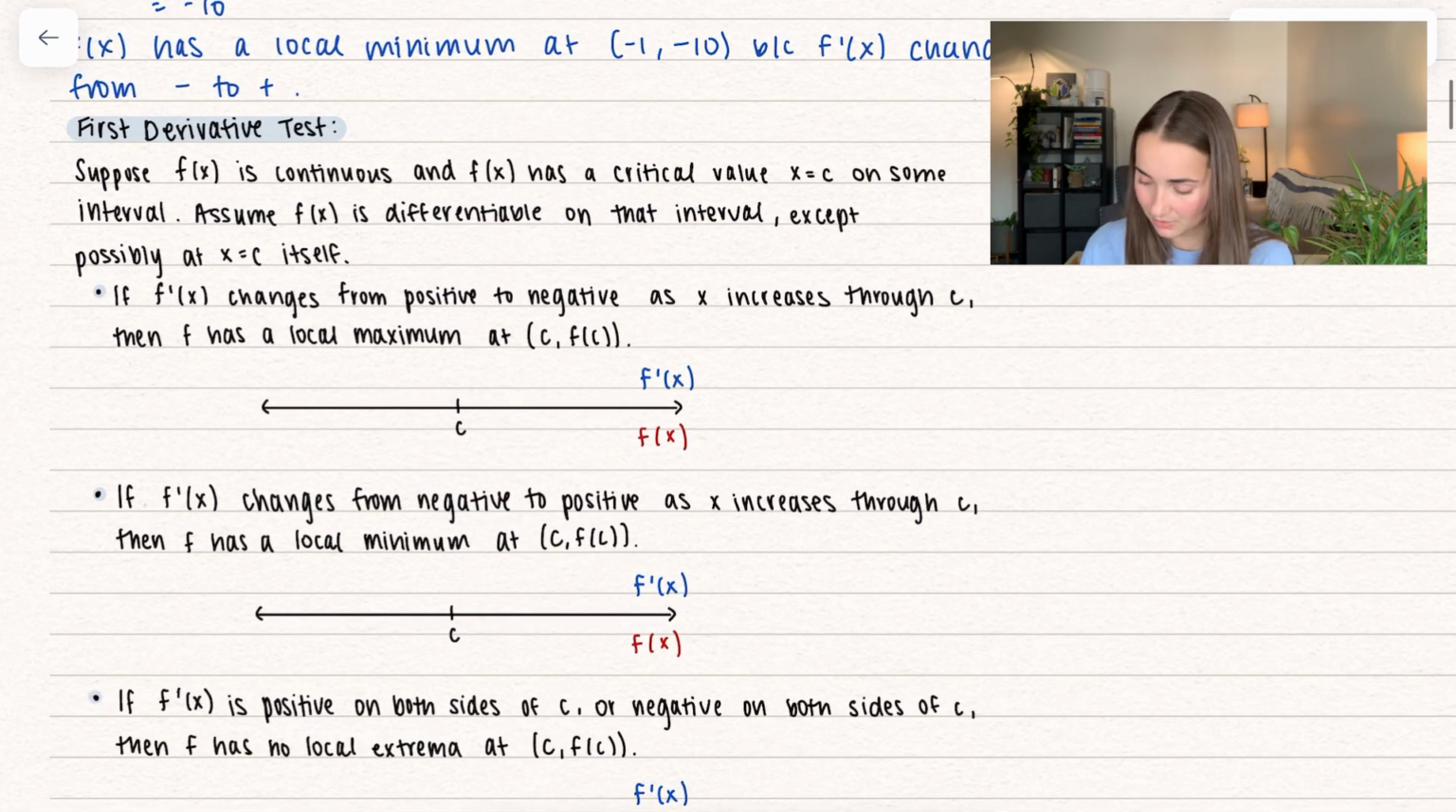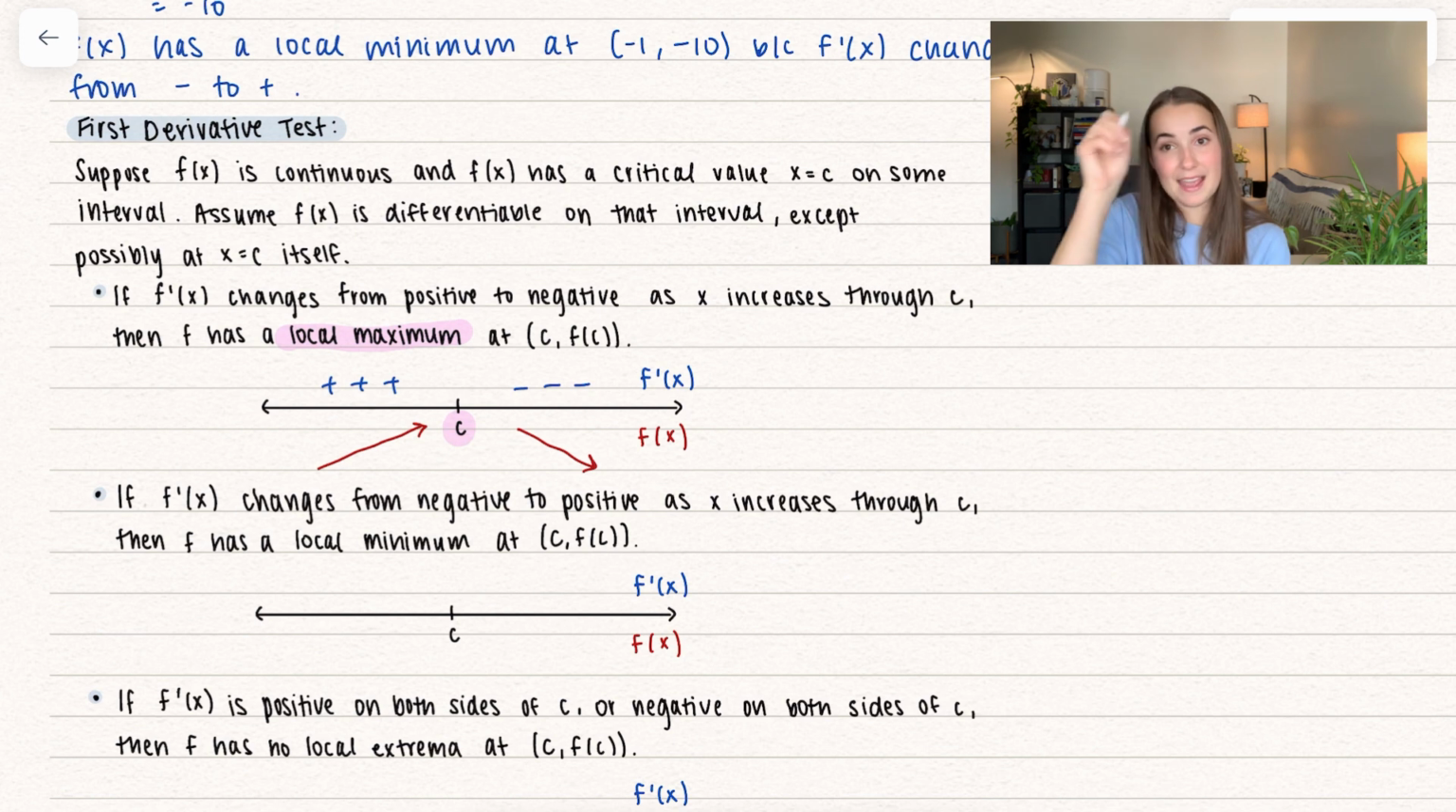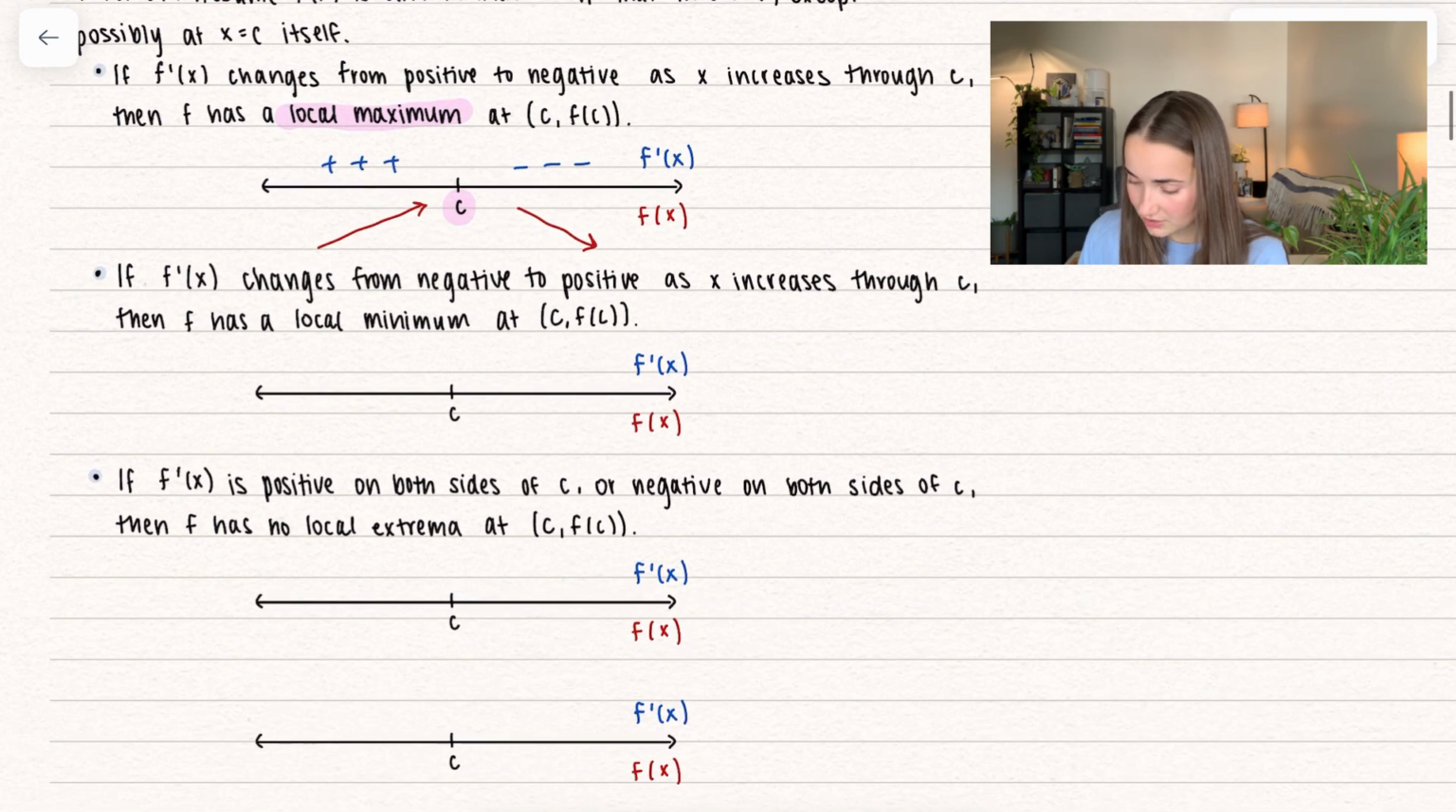So I have our number line right here, right? And what we want to do is note that f prime x changes from positive to negative. And if I draw that out, our function is increasing and then it's decreasing, which is why we end up with a local maximum, because this kind of looks like a maximum. So very similarly, if f prime x changes from negative to positive as x increases through c, then f has a local minimum at c comma f of c.